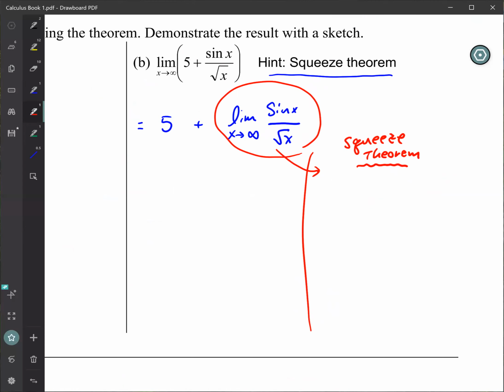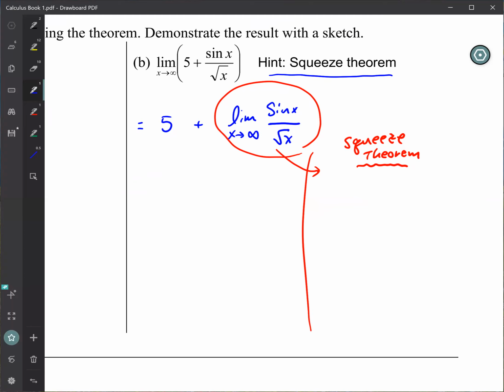Anyone got stuck? Okay, so Joan, can you help me start with the squeeze theorem? How do we start making the sandwich?